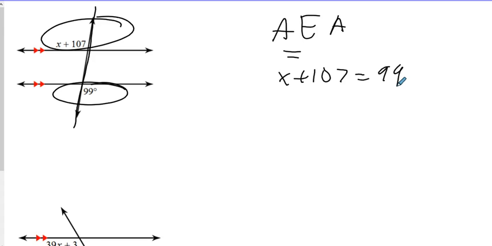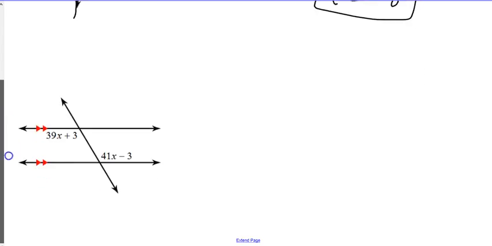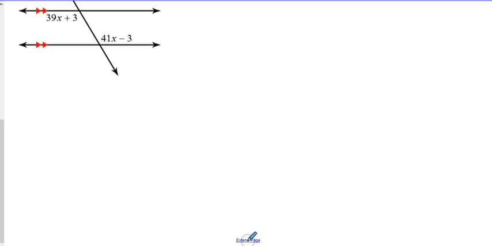Now, it's going to look weird at first. I'm going to subtract 107, and I'm going to get a negative number. And you might think, oh, wait a minute, I can't have a negative measurement. That's my x, not my angle. So if I plug in negative 8 right here, I will get 99. And that is the measure of the other angle. So it's okay. X can be negative. An angle cannot.